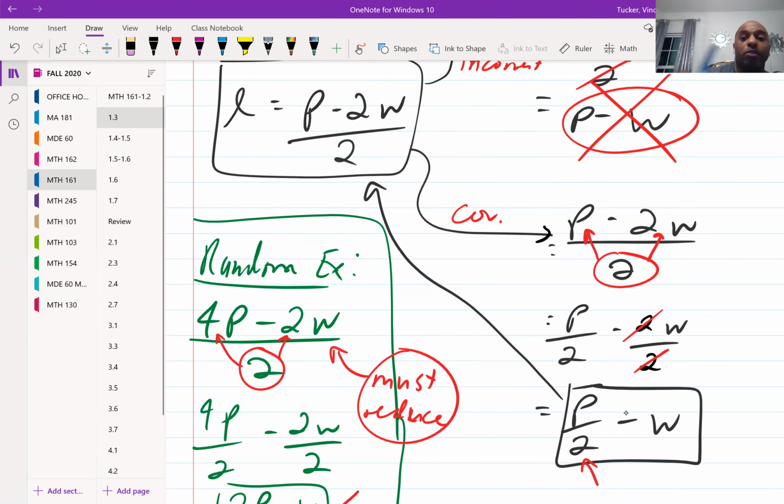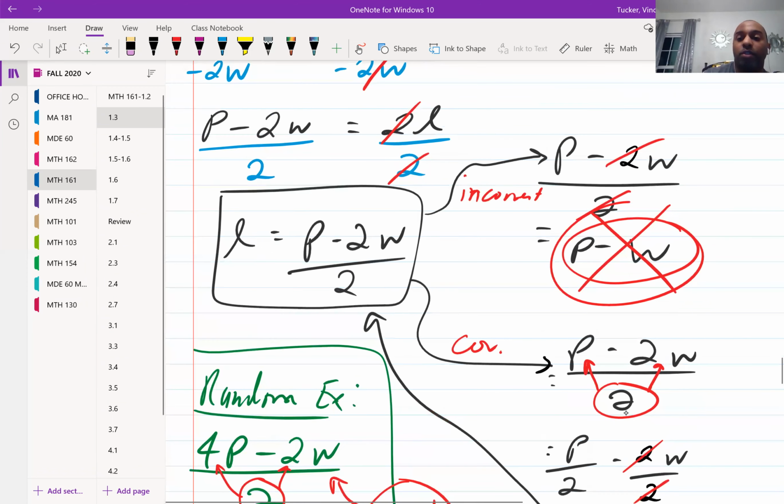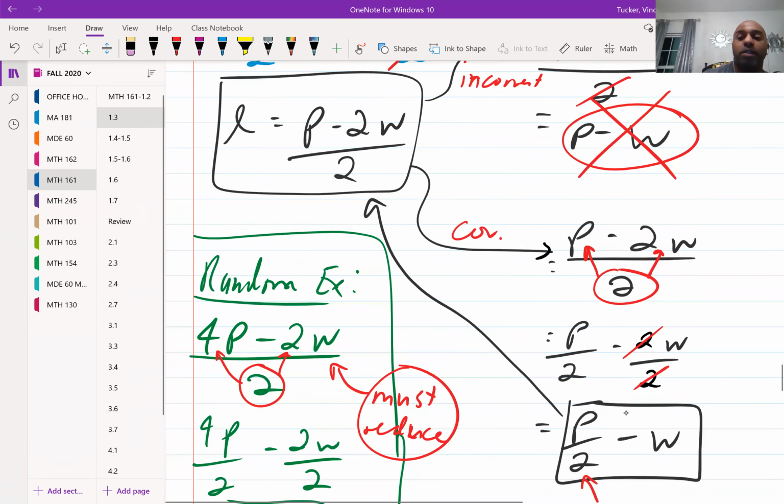I just wanted to make sure that people didn't do this over here, okay? Because that's an easy mistake that people have made in the past. So remember, each term has to be divided or affected by the denominator. And if your denominator cannot divide into each term evenly, you do not have to go any further. Once again, this is a good enough answer.